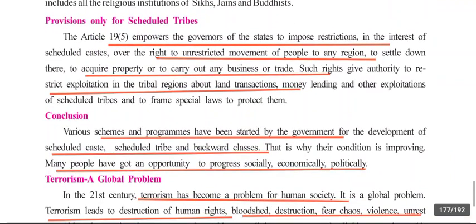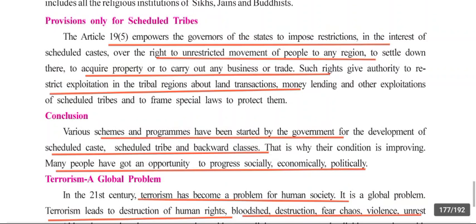Provisions only for scheduled tribes. Now these are the provisions for those tribal people residing in the innermost areas of India. Article 19(5) empowers the governors of the states to impose restrictions in the interest of scheduled tribes over the right to unrestricted movement of people to any region.